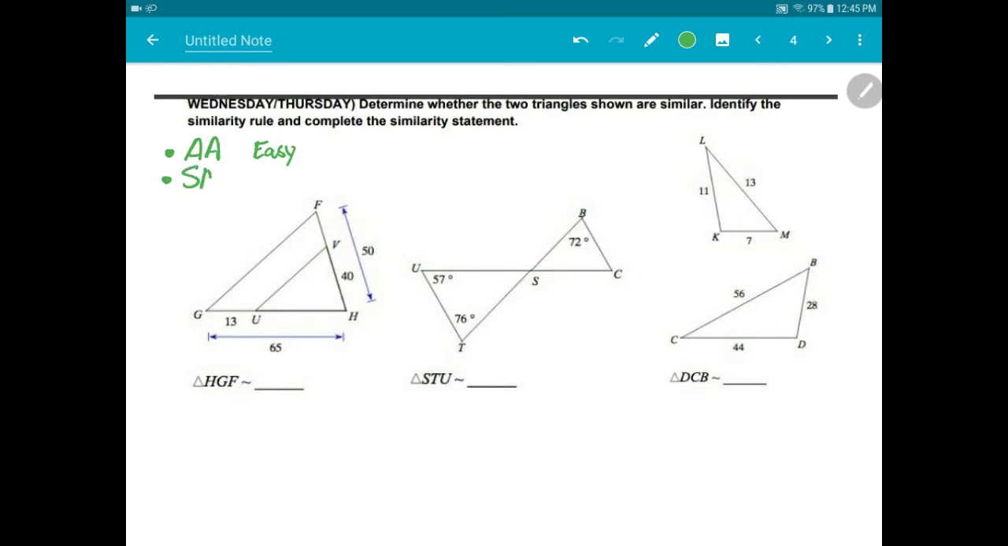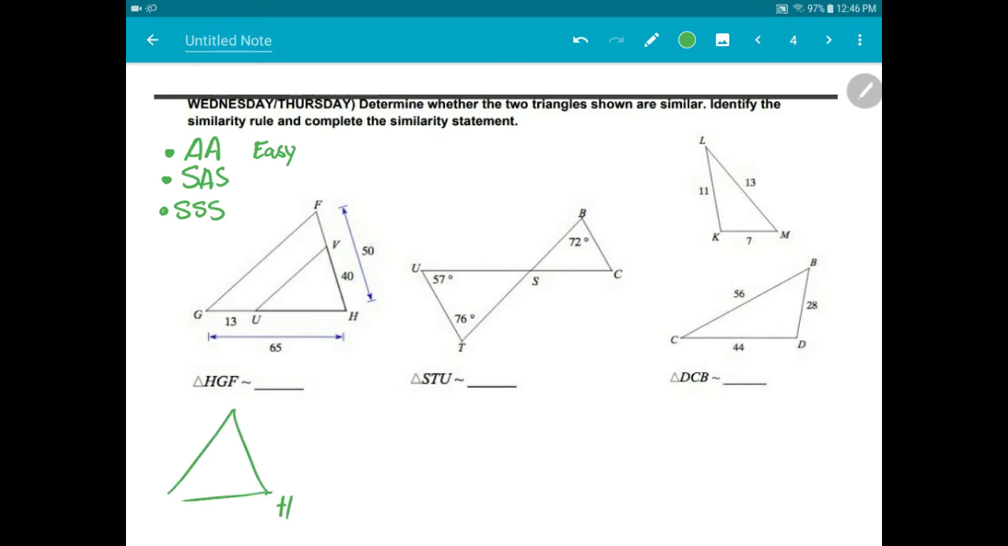The second one is side, angle, side. And then our hardest one is side, side, side. They're harder because we have to check the proportions. In this one we want to see if the big triangle HGF is similar to the little triangle. Everyone's been really good at redrawing these, so I'm going to redraw them.